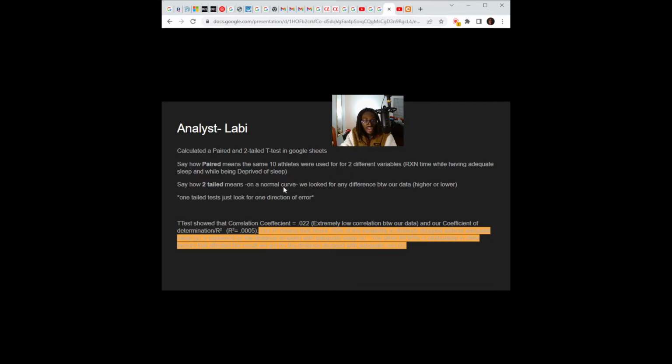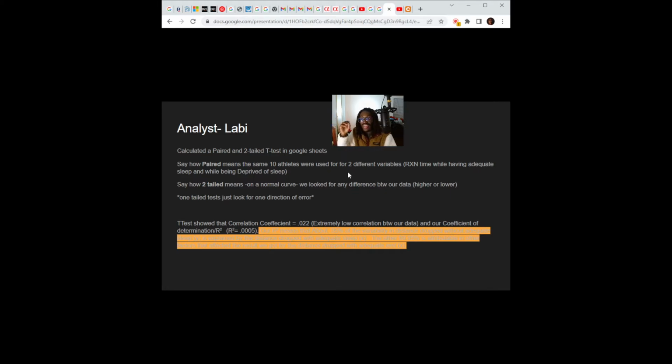In a two-tailed t-test on a normal curve, we looked for any difference in our data that was extremely higher than the mean or extremely lower than the mean. A one-tailed test, like I said earlier, is just one direction of the data. So if we wanted to test to see if the data is going to be only higher than the mean, that's called a one-tailed test, or only lower than the mean.